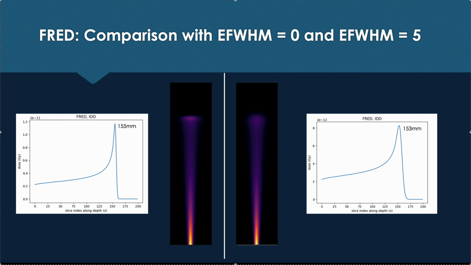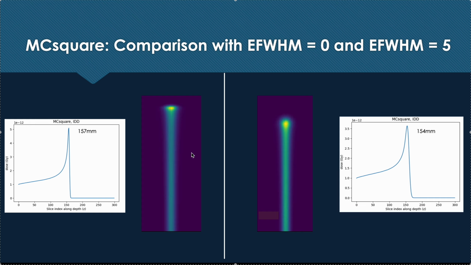Now, is that the same case for MC square? Indeed, MC square shows the same output for the monoenergetic proton beam and the non-monoenergetic proton beam. We can see from these dose maps that the range here for monoenergetic protons is greater, and that is also quite clear from the integrated depth dose plot.